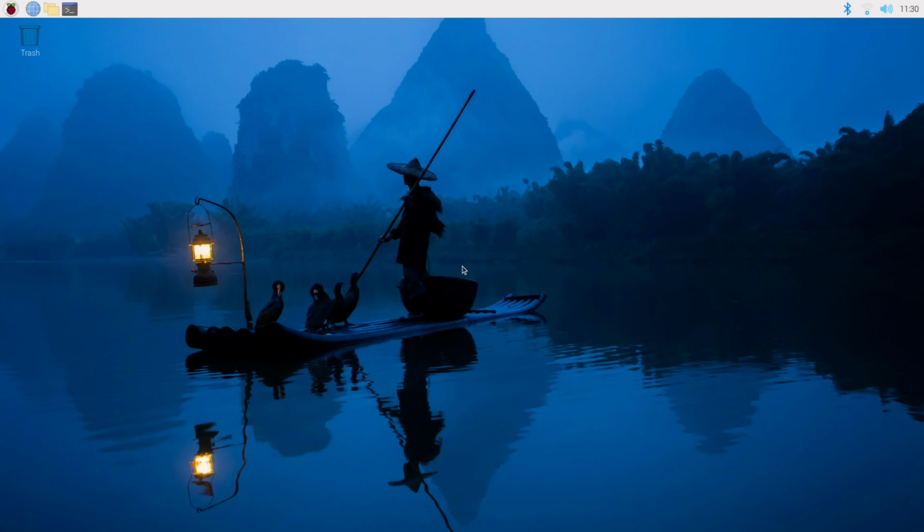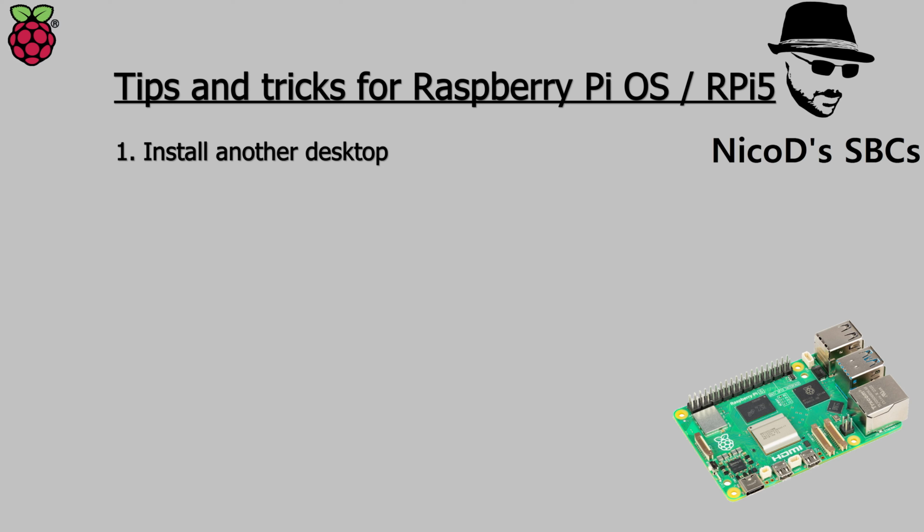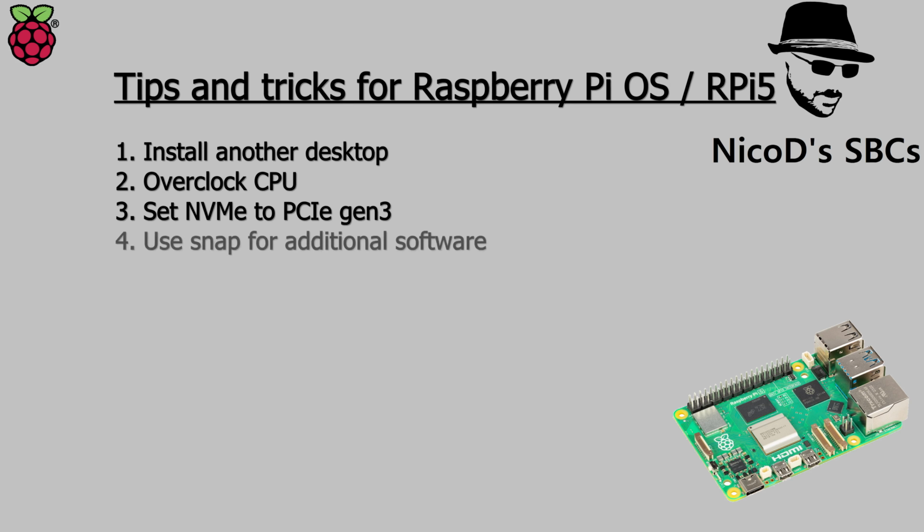So in this video I'm gonna show you 5 tricks to use on Raspberry Pi OS. The first one is install another desktop. The second is overclocking the CPU. The third is set the NVMe to PCIe Gen 3. The fourth is using Snap for additional software. And the last is how to boot from the NVMe.